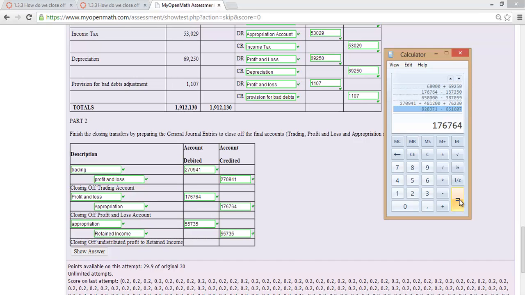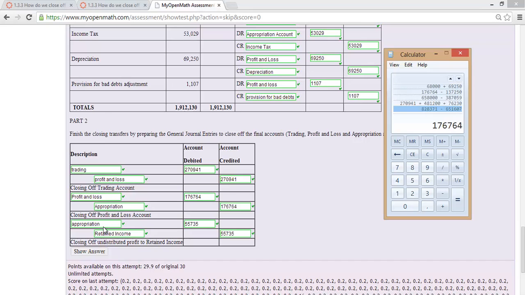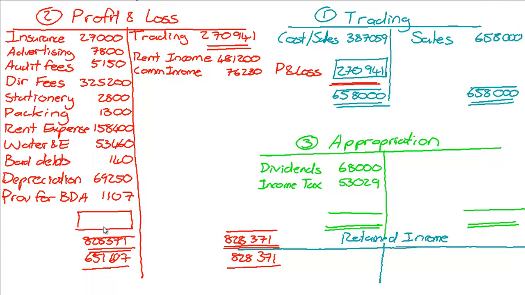So this account actually has got a credit balance. So my credits, my incomes are more than my expenses, so I've got a net profit and not a net loss. The amount again, 176,764, and this figure we're going to take to my appropriation account. You'll see that the profit and loss account gets closed off to the appropriation account.